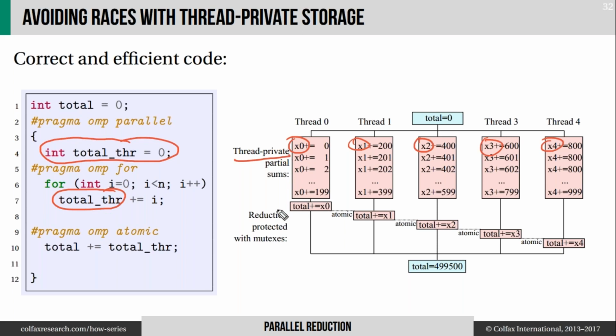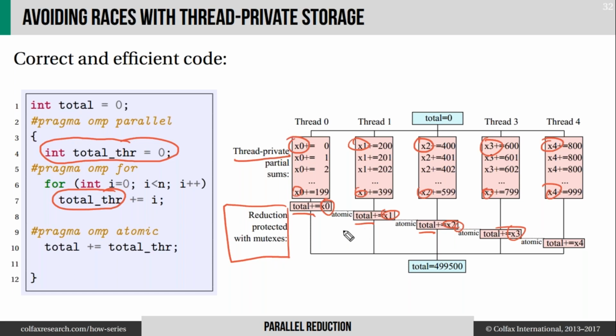What I will end up with is several partial sums. Each thread has its own partial sum at the end. And I have to add together these partial sums into the shared variable. In other words, I have to reduce all the partial sums into the shared global sum. And reduction in this case means aggregation. It doesn't mean making something smaller, it means aggregating something.